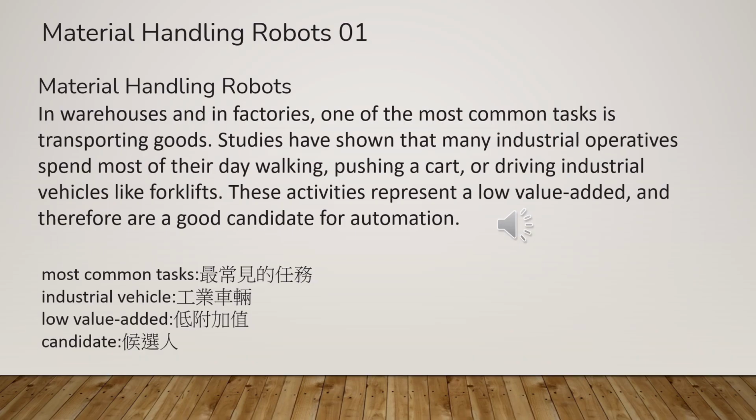Material handling robots. In warehouses and in factories, one of the most common tasks is transporting goods. Studies have shown that many industrial operatives spend most of their day walking, pushing a cart, or driving industrial vehicles like forklifts. These activities represent a low value added, and therefore are a good candidate for automation.